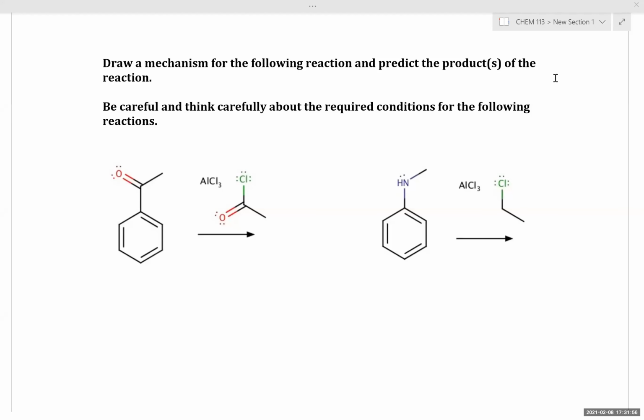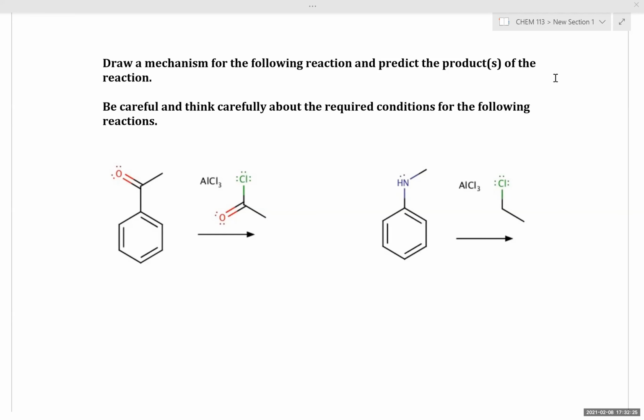Okay, so last time we left off, we were discussing electrophilic aromatic substitution reactions, and we've been drawing mechanisms for a range of electrophilic aromatic substitution reactions. And it's really important to think critically about the reaction conditions and your substrate when you're drawing a mechanism and when you're proposing products for a reaction.